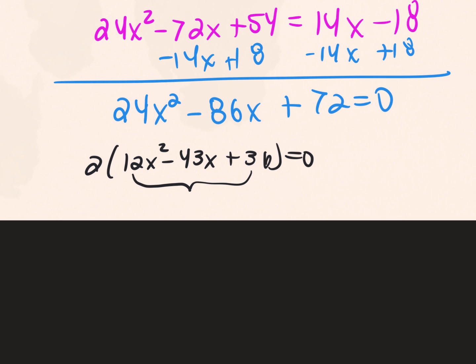36 times 12 is 432. Okay, so yes, I am asking you guys to do this. I'm asking you to find factors of 432 that multiply to give me positive 432, but add to give me a negative 43. Now, how could you guys go about doing this?